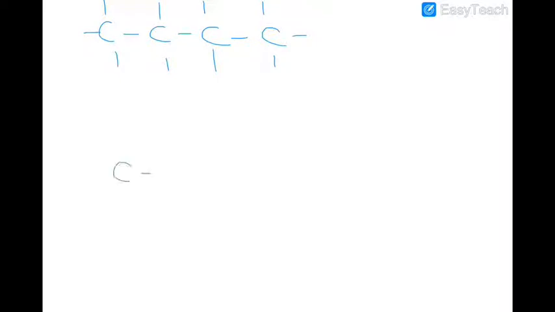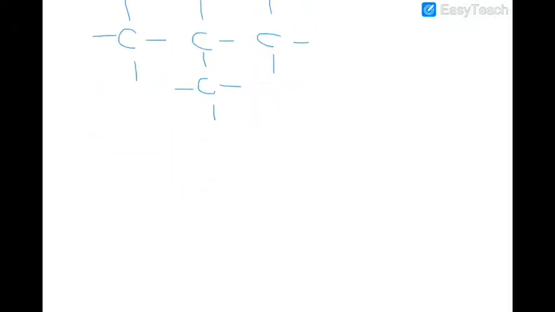Then let's try 3. 1, 2, 3. So because there's 4 carbon, I need to include 1. So I'm including 1 at the bottom. Okay, and then let's try for 2 carbons.